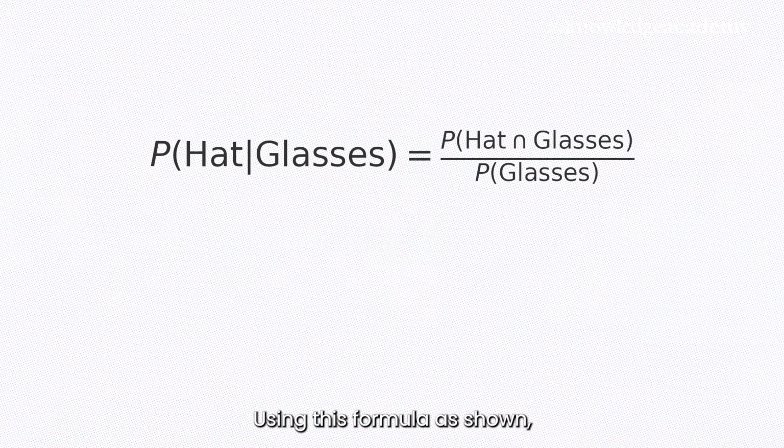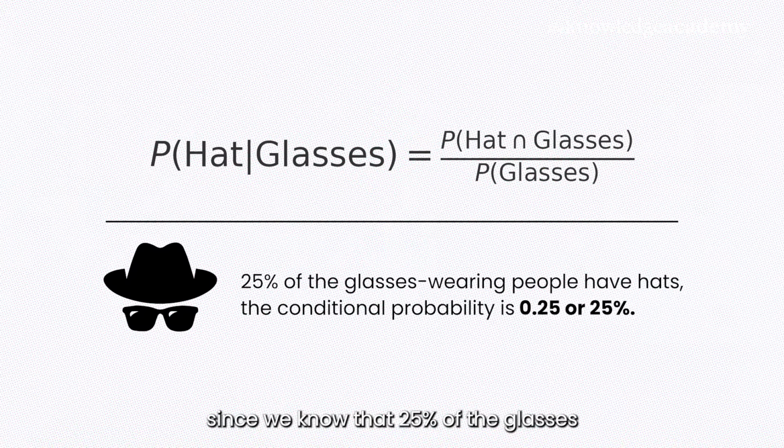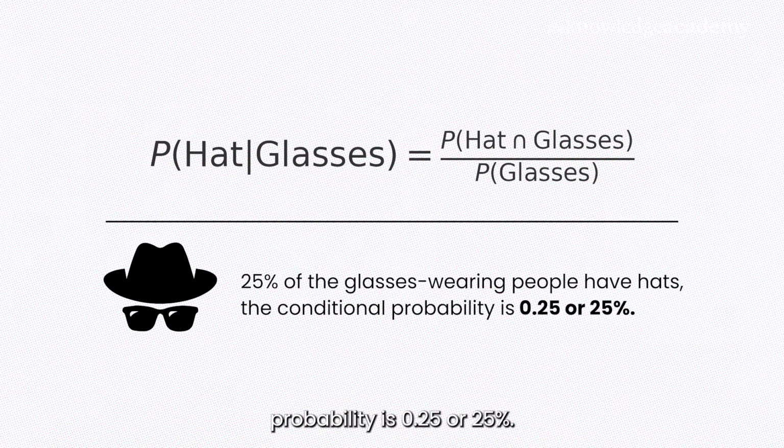Using this formula, as shown, we can find it in no time. Here, since we know that 25% of the glasses-wearing people have hats, the conditional probability is 0.25 or 25%. So, this is how conditional probability works. It adjusts our probability based on what we already know.